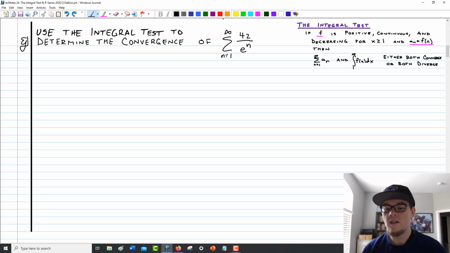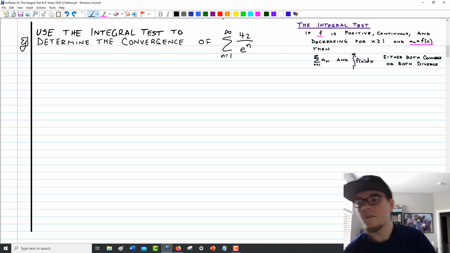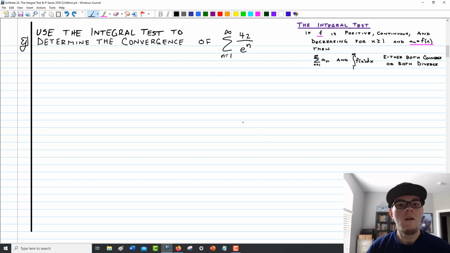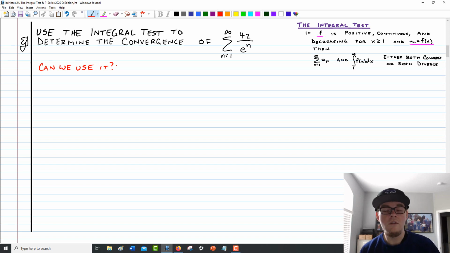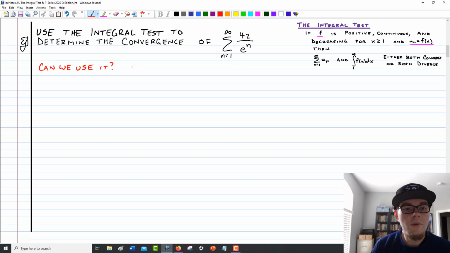So having said that, and again, I want to make sure I include all the stuff here because it's easy to miss some of these pieces. The first thing we have to do before we can dig into anything with integrals is answer the question, can we use it? Are we even eligible with this particular series to use the integral test? Because it's possible that maybe we can't. Maybe it doesn't fit those three necessary conditions: positive, continuous, and decreasing. So we have to check each of those necessary conditions.